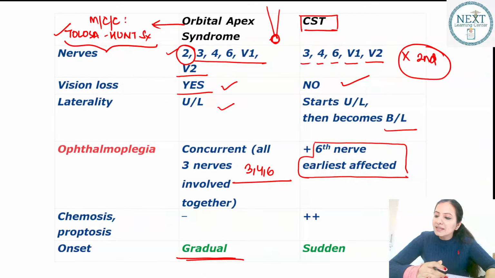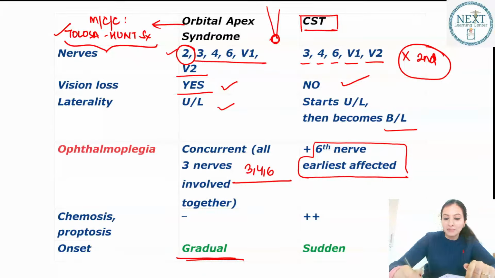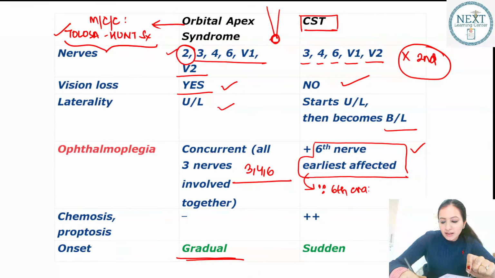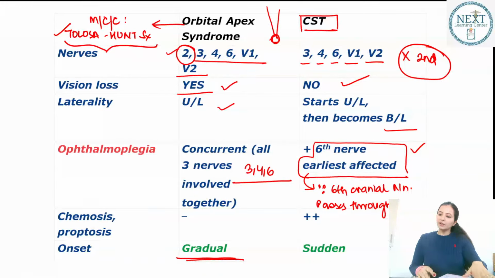Surbi, did you get this? What you were telling me, you were not telling me directly for papilledema, it was for cavernous sinus thrombosis. Why is the earliest, 6th nerve is earliest? Because we know that 6th cranial nerve, it passes through the body of cavernous sinus. Am I clear, Surbi? Are you there?